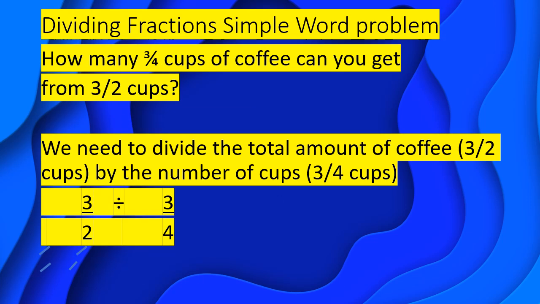Okay, this one is looking at dividing fractions using simple word problems. How many 3/4 cups of coffee can you get from 3/2 cups? So we need to divide the total amount of coffee, which is 3/2 cups, by the number of cups, 3/4 cups. So 3/2 divided by 3/4. That's our maths problem.